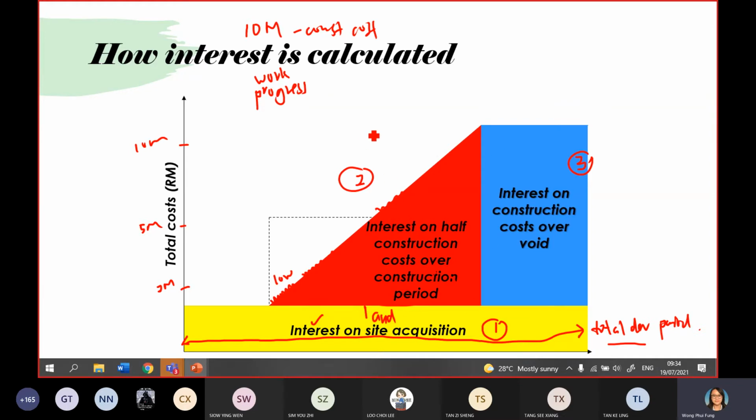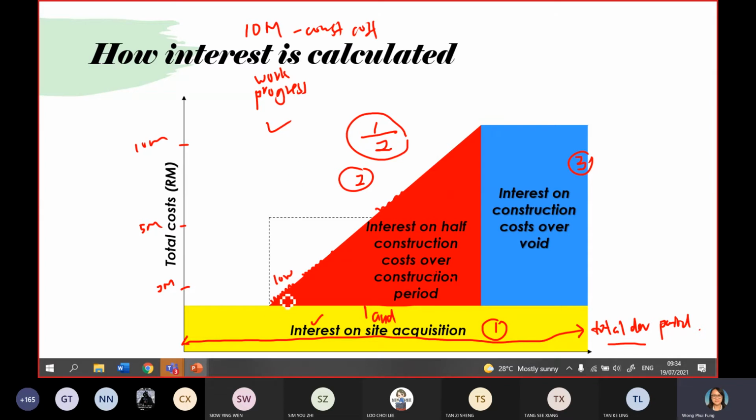So that's why the construction cost needs to be divided by half. The interest on half of the construction cost. Why half? Based on the graph, you can see it is a triangle. Due to the fact that the banker will not charge the interest based on a lump sum at the beginning, because it is based on the work progress. The interest will be charged based on the work progress.